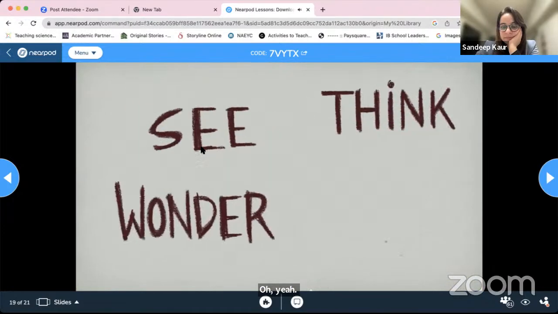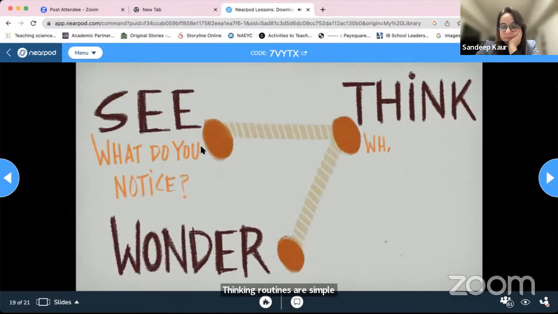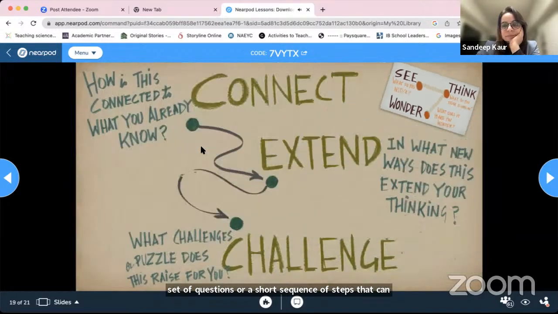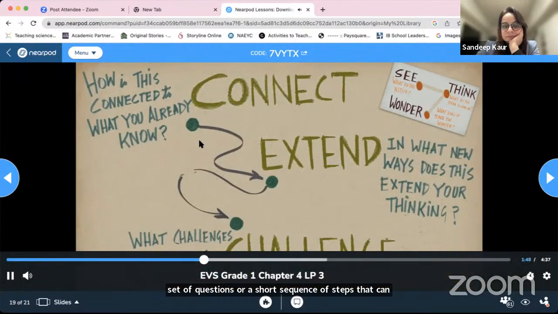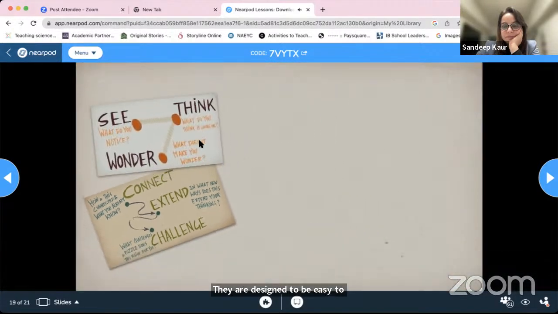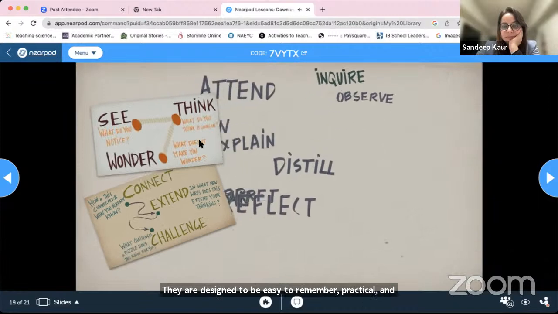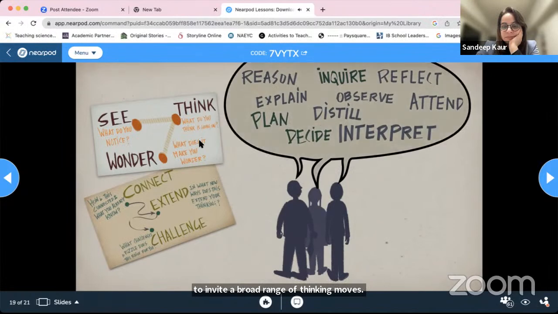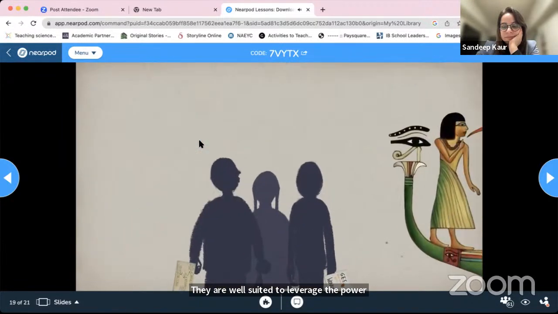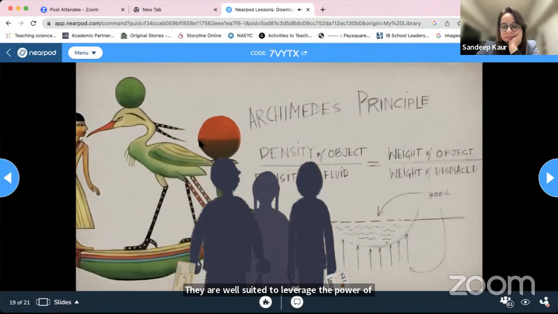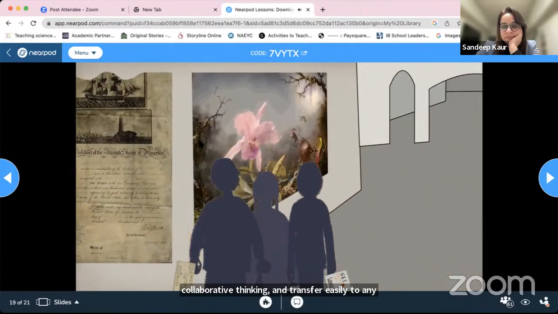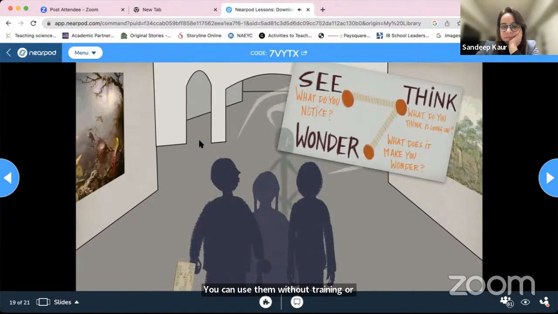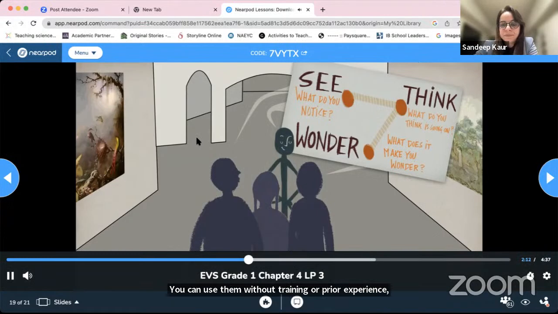Thinking routines are simple structures, for example, a set of questions or a short sequence of steps that can be used alone or with a group. They are designed to be easy to remember, practical, and to invite a broad range of thinking moves. They are well suited to leverage the power of collaborative thinking and transfer easily to any context. You can use them without training or prior experience, figuring out how they work along with your students just by using them.